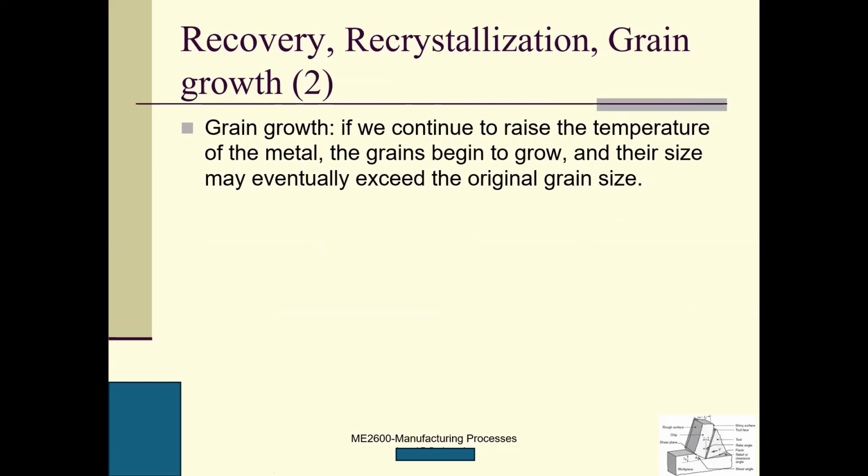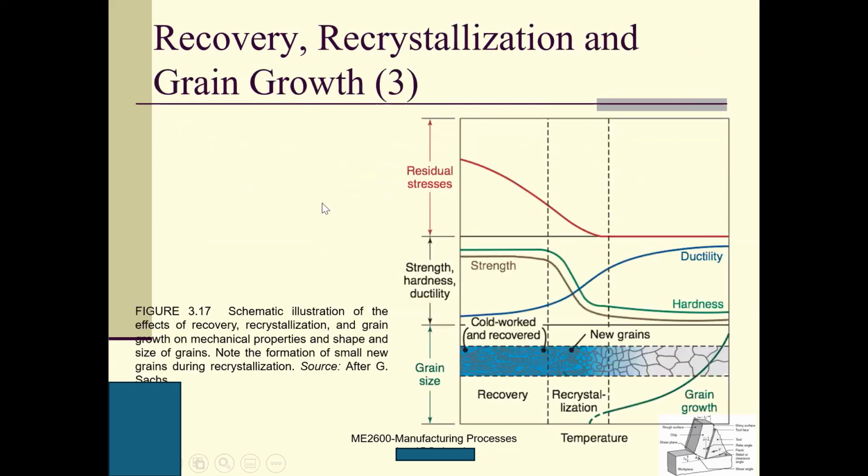If we continue to raise the temperature of the metal, the grains begin to grow, and their size may eventually exceed the original grain size. So we have three stages. You need to know these three stages. This is the temperature's influence on grain size, strength, hardness, ductility, and residual stress.